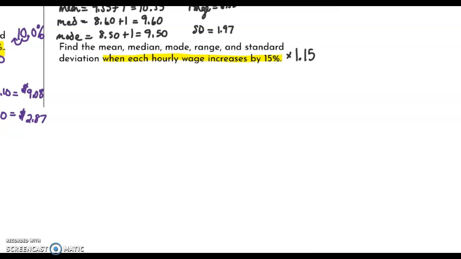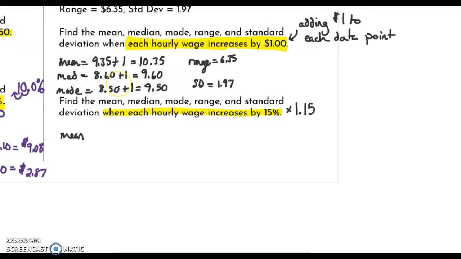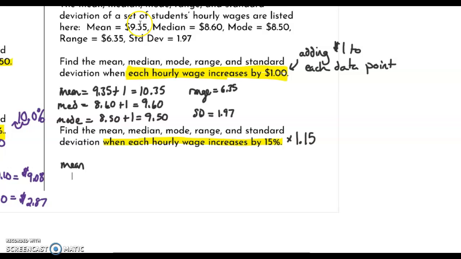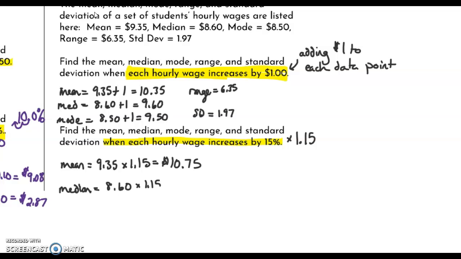So if we take the mean, the original listed up in the problem right up here is 9.35. So the mean is 9.35 times 1.15. It'll give you a 15% increase. And I get 10.75 for the new mean. All right, the median, the original median was $8.60. So we're going to times 1.15. All right, I got $9.89.